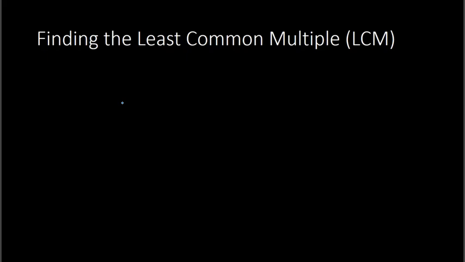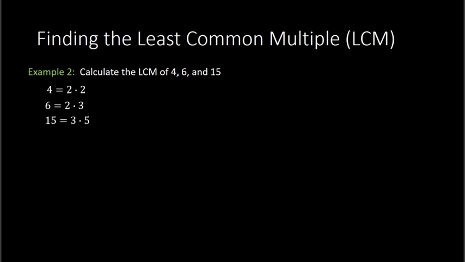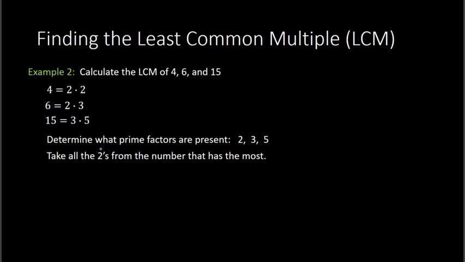Alright, here's another example where we are going to calculate by using the prime factorization method. So 4, 6, and 15. 4 can break down as 2 times 2, 6 is 2 times 3, and 15 is 3 times 5. So to find the least common multiple of all 3 of these, I see what factors are present. So we have 2's, 3's, and 5's. So looking at the 2's, take all the 2's from the one that has the most of them. Well, 4 has the most 2's, and it has 2 of them, so we take all of those 2's.